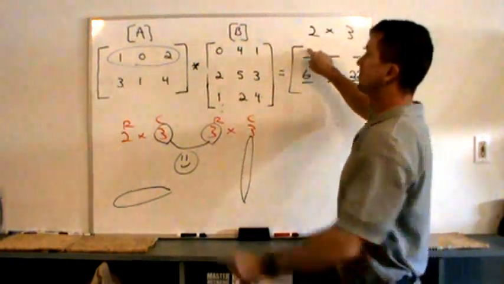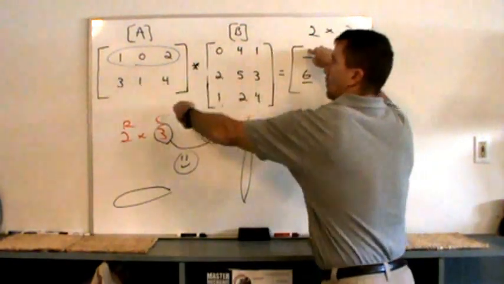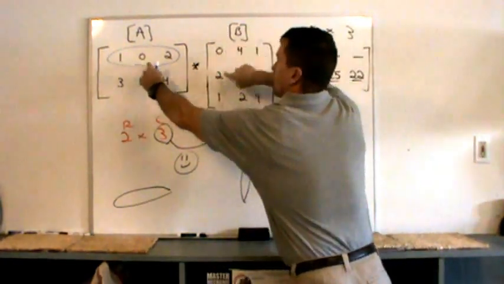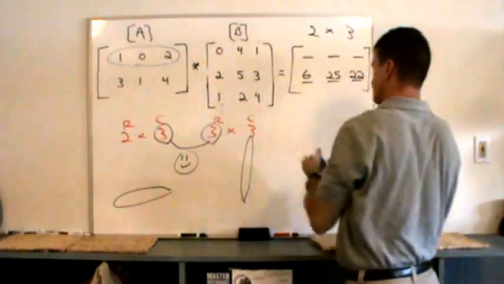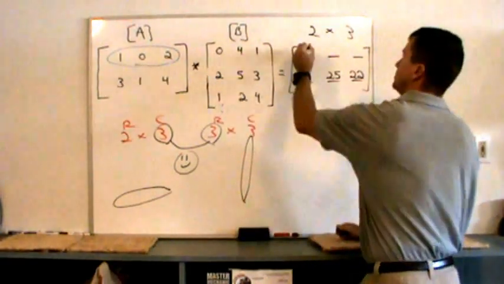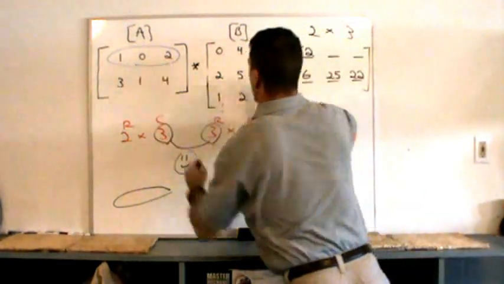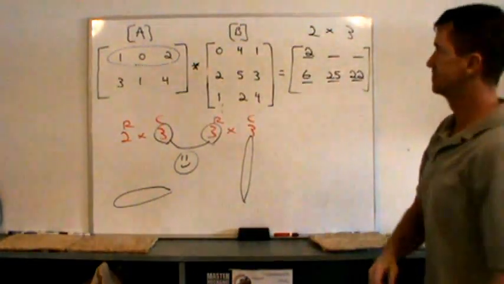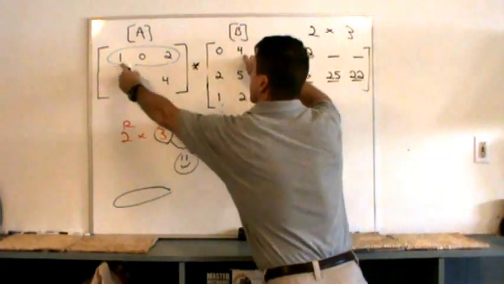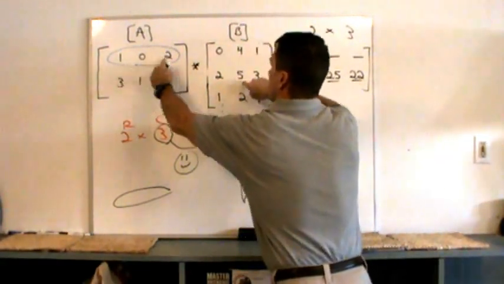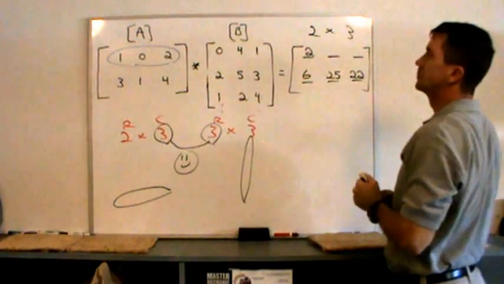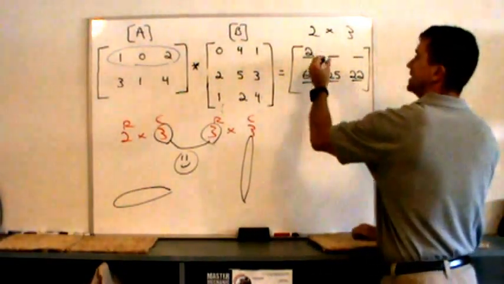To get this value, use row 1 and use column 1. 1 times 0 plus 0 times 0 plus 2, that's a 2. For this value, use this row and use this column. 1 times 4 plus 0 times 5 plus 2 times 2, 4 plus 4, 8.